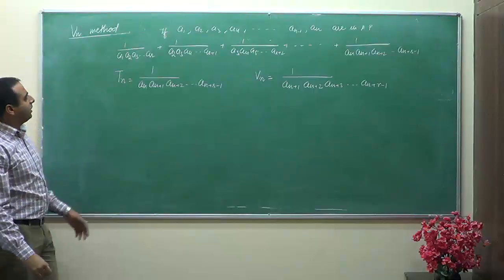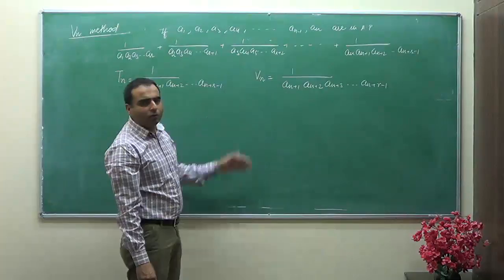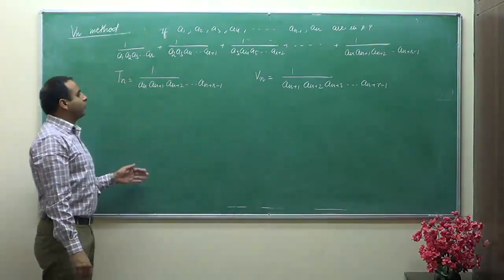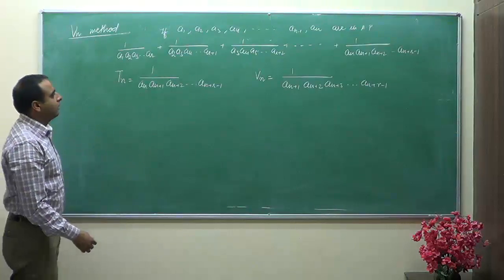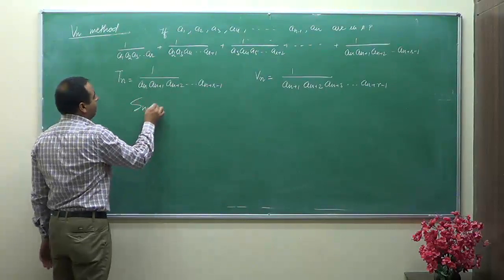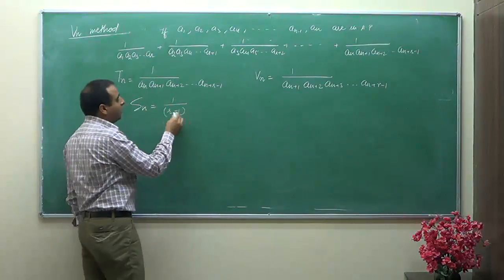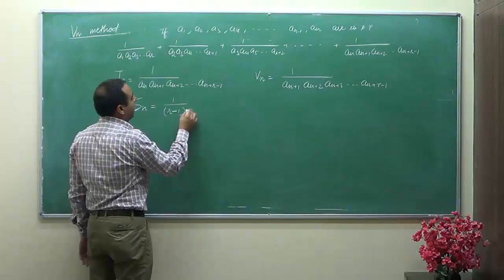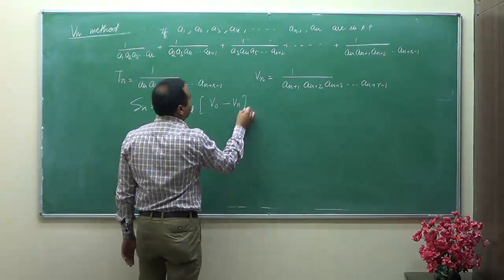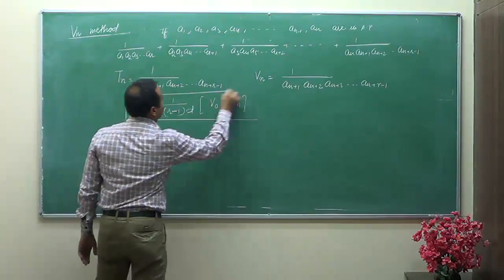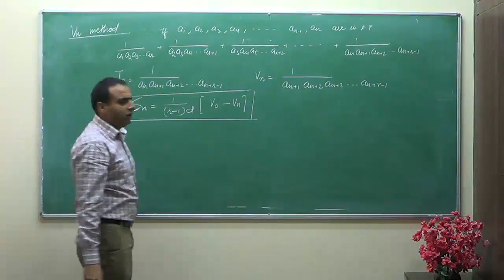पिछले पार्ट में हमने Vn निकालते समय Tn में लास्ट में एक और टर्म इंट्रोड्यूस किया था और यहां पर हम Vn निकालते समय Tn में से जो फर्स्ट पार्ट था उसको हटा दें. So in this case the sum Sn is 1 upon R minus 1. पिछले केस में R plus 1 था, यहाँ R minus 1. 1 upon R minus 1 into D, V0 minus Vn.